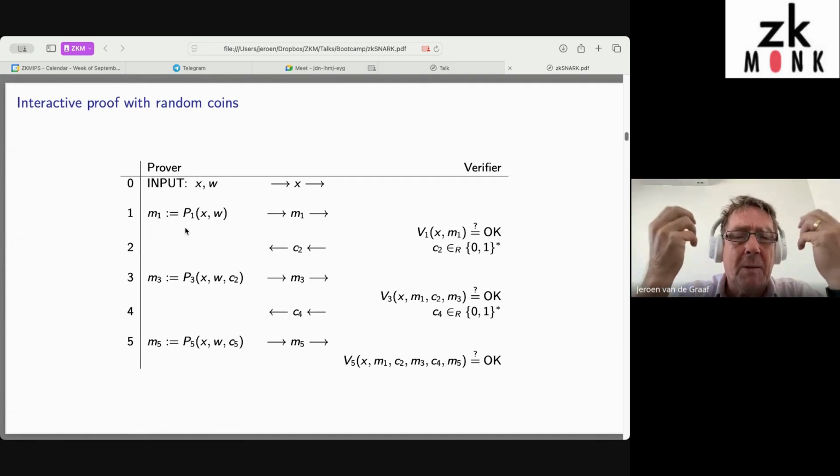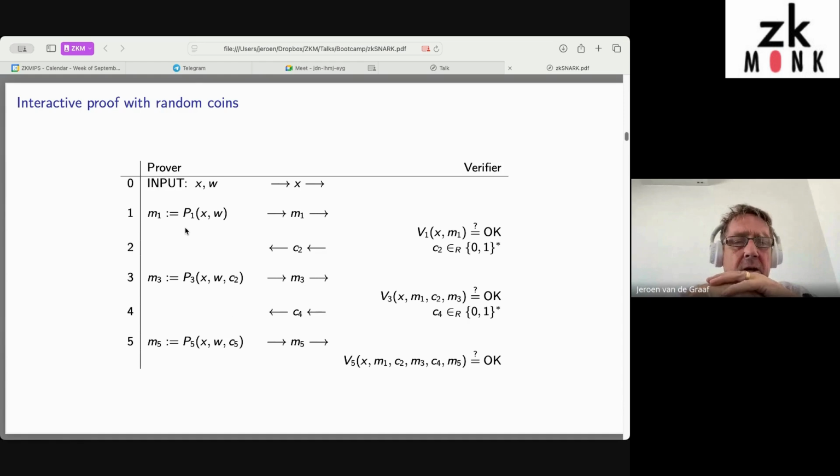Because a priori a SNARK is defined with interaction, but then the N of SNARK means non-interactive. So I'm going to explain to you how we can do that. Here I give a high-level abstract description of how such a protocol, an interactive protocol between the prover and the verifier, would work.